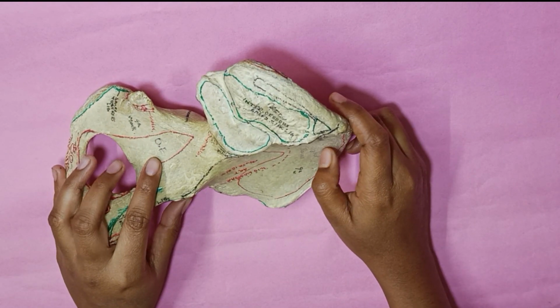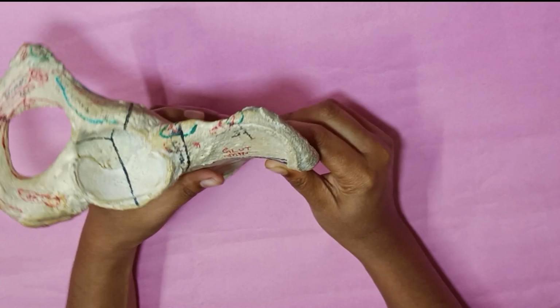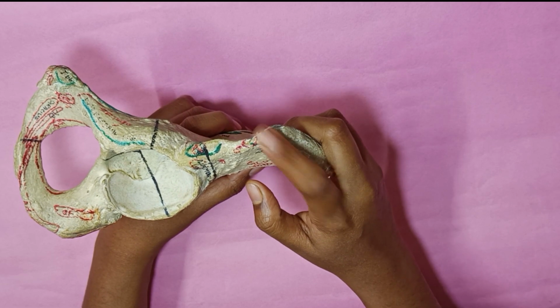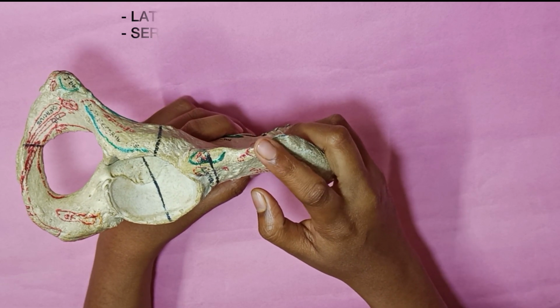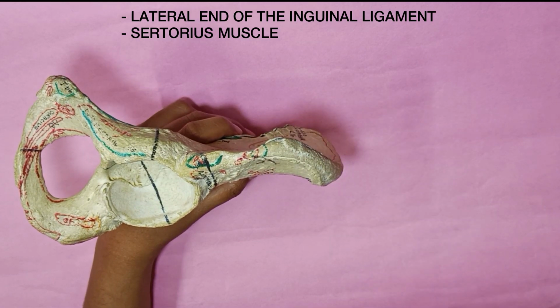Now moving into the attachments. So let's go through the attachments very fast. So this is the anterior superior iliac spine. The anterior superior iliac spine gives attachment to the lateral end of the inguinal ligament. It also gives attachment to the sartorius muscle.